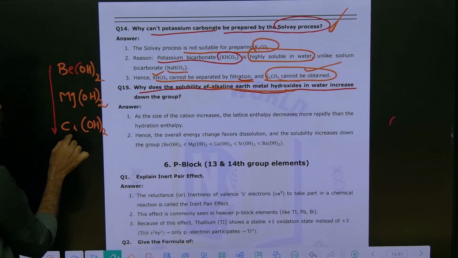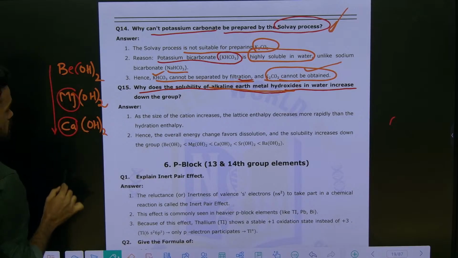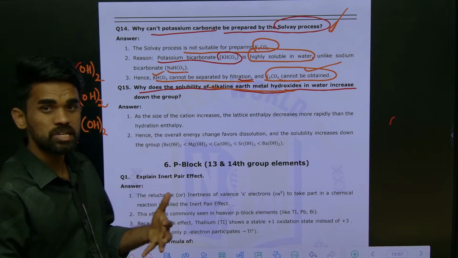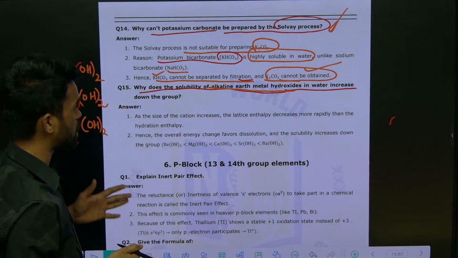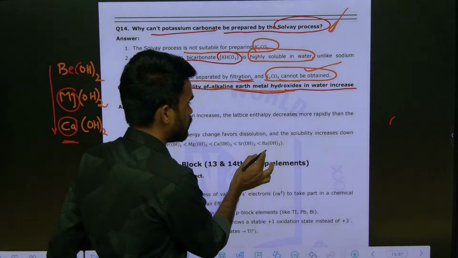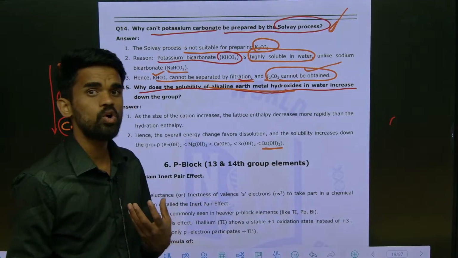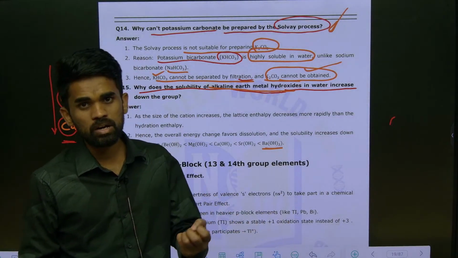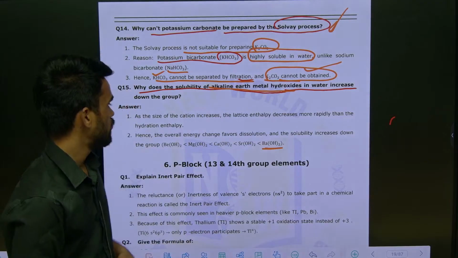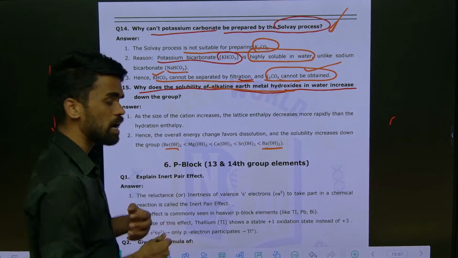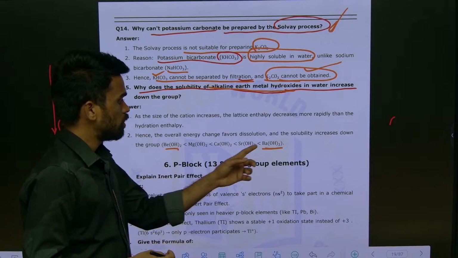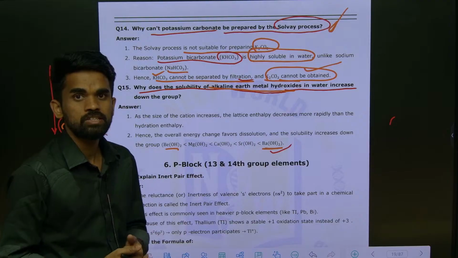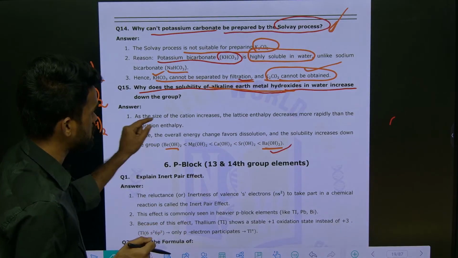Down the group, the size of the metal increases. Since the size of the metal increases, they have more ionic nature. Barium hydroxide has more ionic nature. Ionic compounds are more soluble compared to covalent compounds. Beryllium hydroxide has more covalent nature and barium hydroxide has more ionic nature, therefore it is easily soluble. But you just write as it is, whatever.